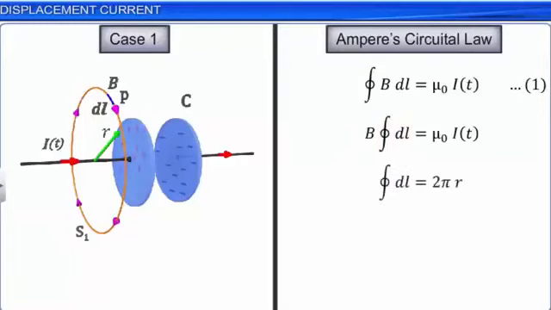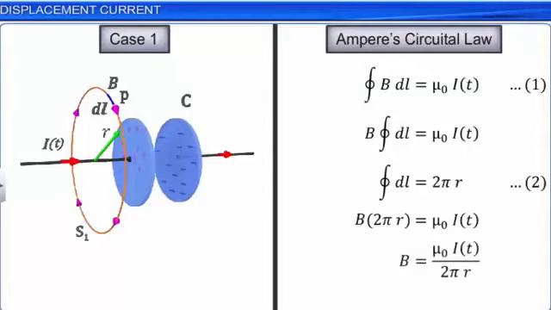Substituting equation 2 in the above expression, we get B into 2 pi r is equal to mu naught I_T. Hence, the magnetic induction B is equal to mu naught I_T by 2 pi r. Let this be equation 3. Using equation 3, we can calculate the magnitude of the magnetic induction at any point on the circumference of the circular loop S1.